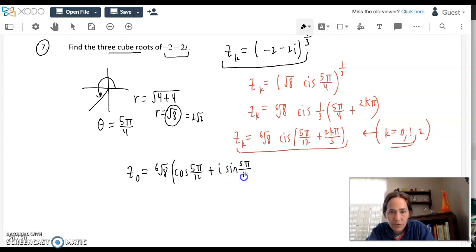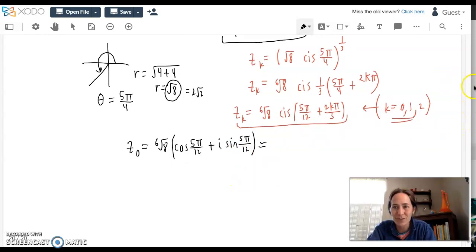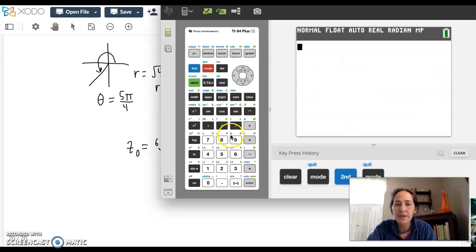I want to show you something cool on the calculator. If this were on a quiz or a test, for me at least, the directions would say approximate your answer in rectangular form to maybe the nearest thousandth. So the calculator is going to give us a little bit of relief here. I'm going to go to the calculator and type it in as I see it.